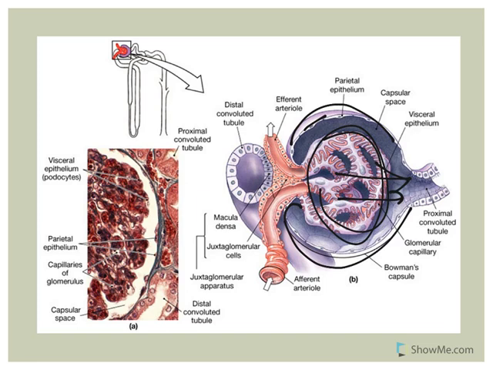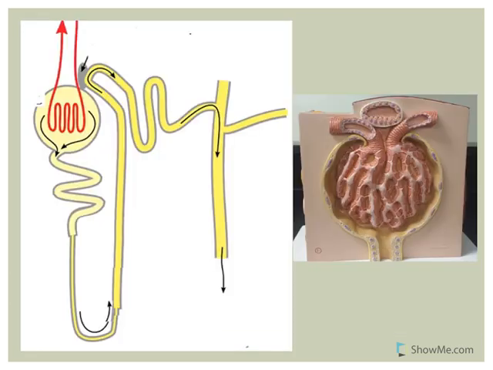The other component of our nephron, besides the Bowman's or renal corpuscle, is the renal tubule. So all the rest of this is the renal tubule, and that's what we're going to be looking at. We're going to be looking at the different components of the renal tubule, and periodically I'll talk about some major things that take place at each part.